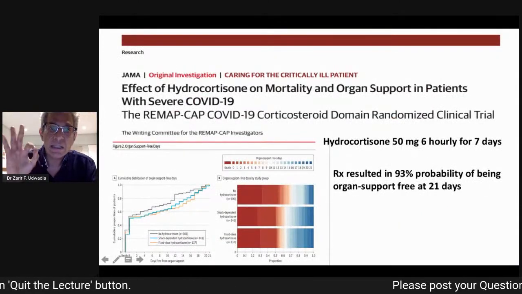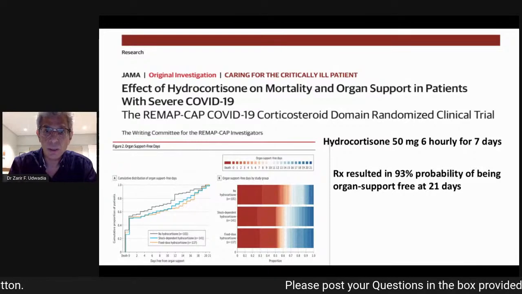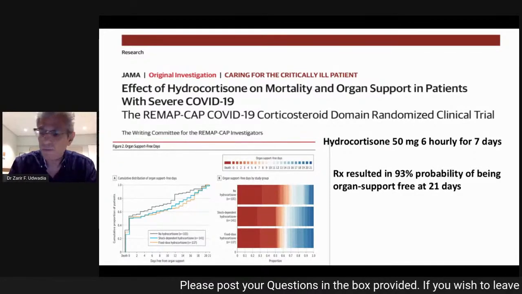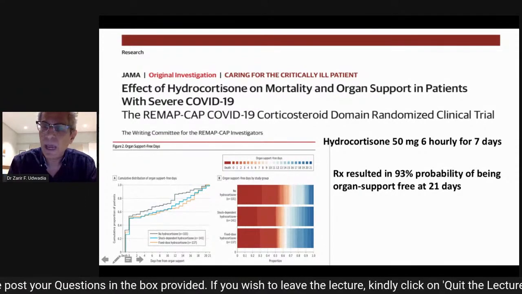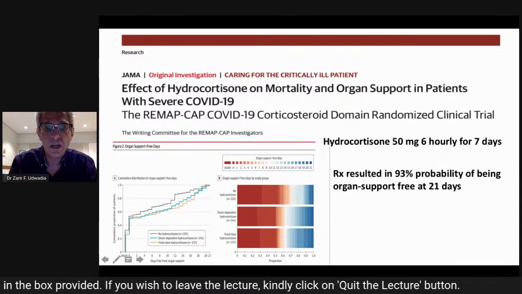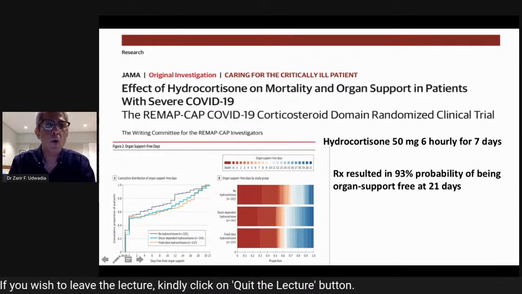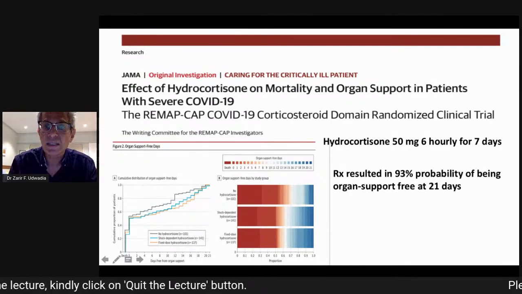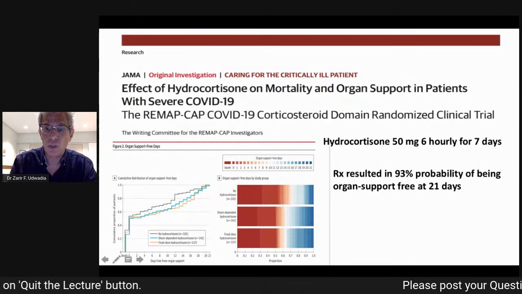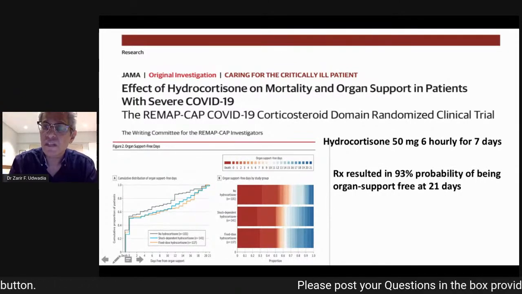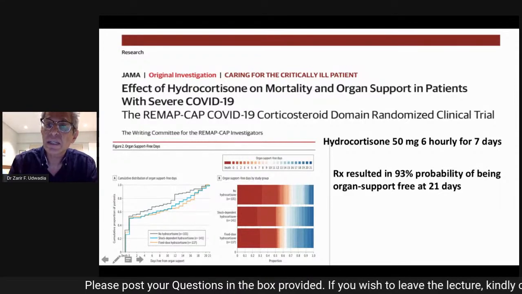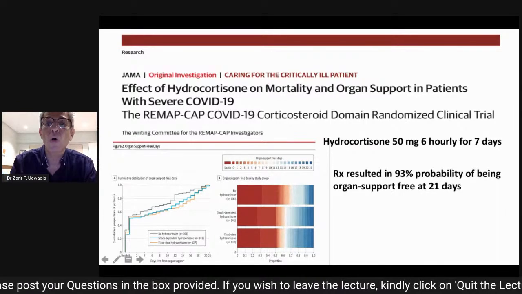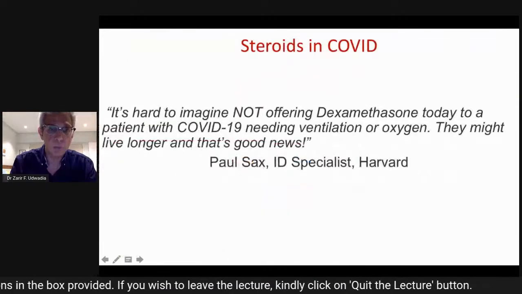It's not a DEXA-specific effect. And again, I've been asked this question by lots of people, so I'm answering it here. It applies to equivalent doses of any steroid. So this equally important REMAP-CAP COVID study showed that hydrocortisone, again in a modest dose, 50 milligrams 6 hourly for 7 days, results in a 93% probability of being organ support free at the end of 3 weeks.